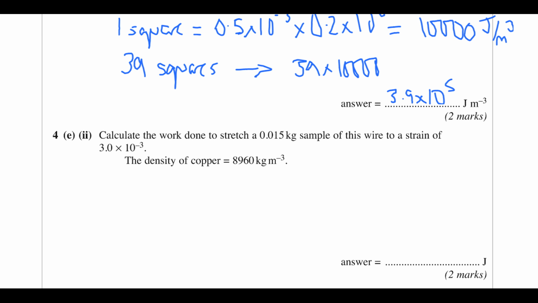And then calculate the work done to stretch a 0.015 kilogram sample to the strain that we were dealing with before, and we know the density. So we've currently got work done per unit volume. So what we need to do is work out what the volume is.